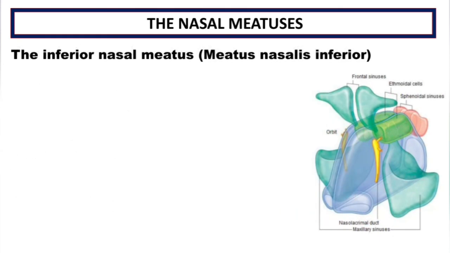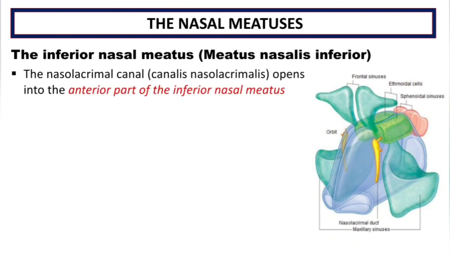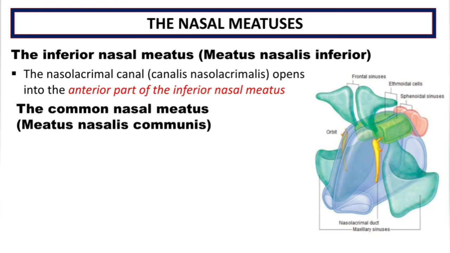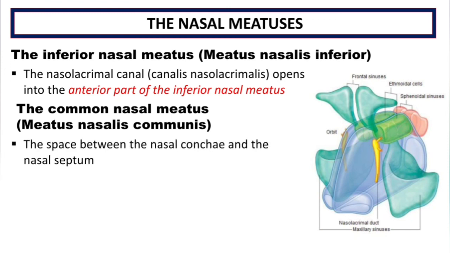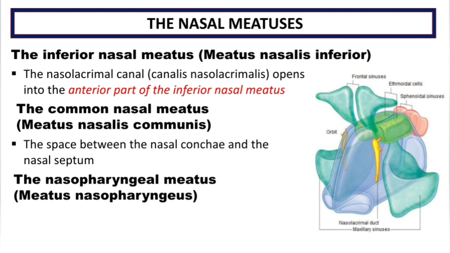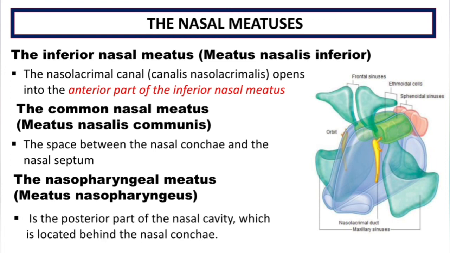The inferior nasal meatus is very important because there is a communication with the orbit. The nasolacrimal canal, canalis nasolacrimalis, opens into the anterior part of the inferior nasal meatus. The common nasal meatus, as I told you, is found between the nasal concha and the nasal septum. There is another one, the nasopharyngeal meatus, meatus nasopharyngeus. This one is small and is found on the posterior part of the nasal cavity, behind the nasal concha.